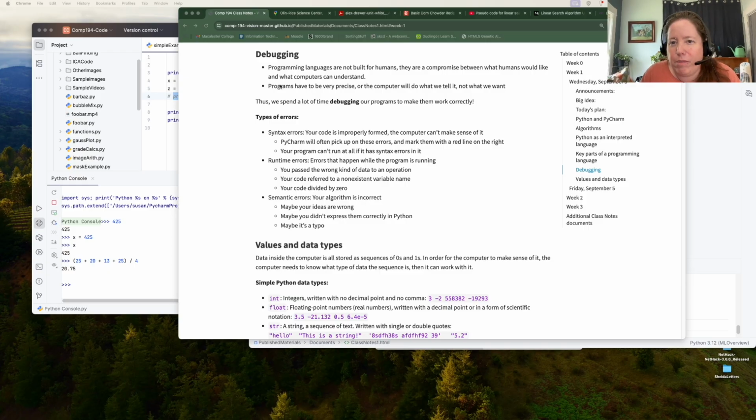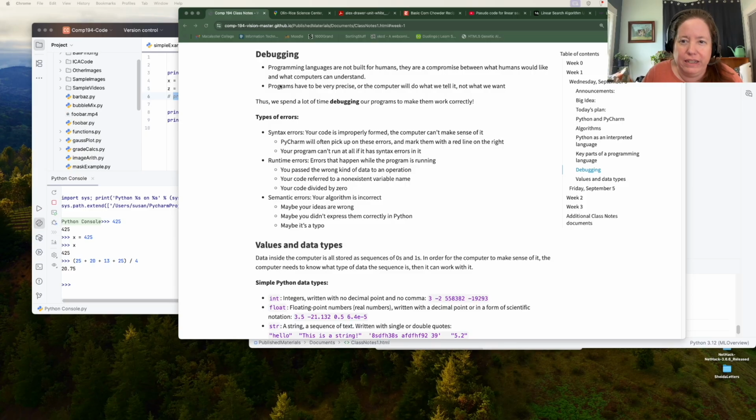Programming languages are not built for human beings. They are built as a compromise between what we humans would like to do and how we would like to describe processes, and what the computer can actually understand. So we have to do certain things in very rigid and precise ways in order for the computer to be able to make sense of what we're asking it to do.